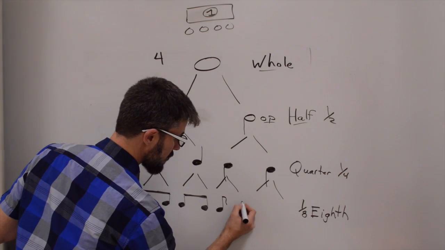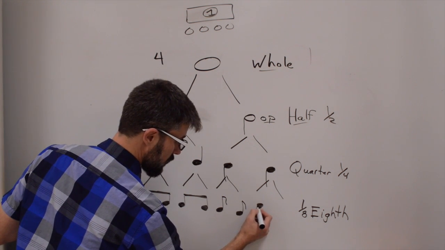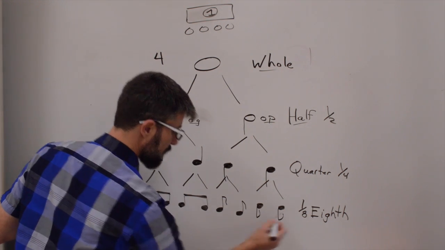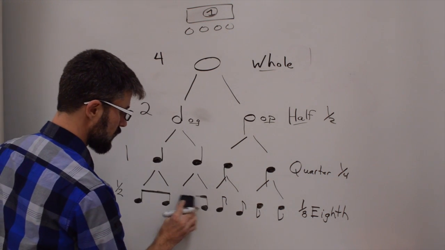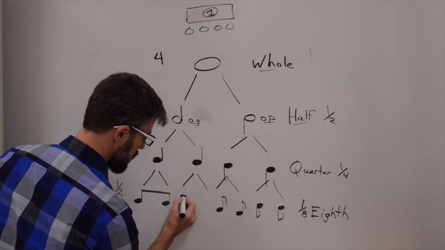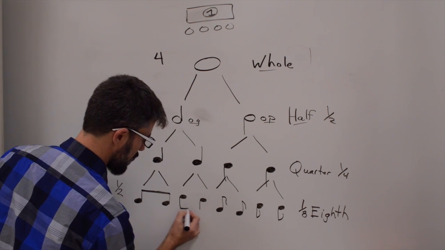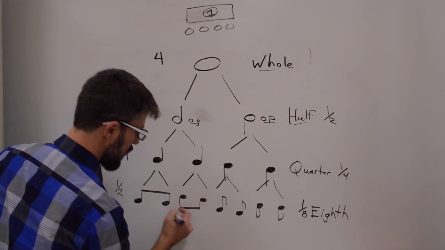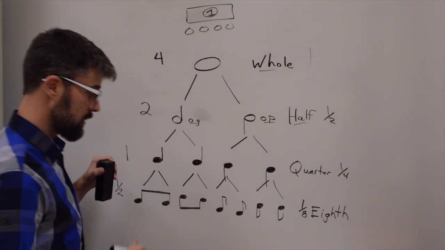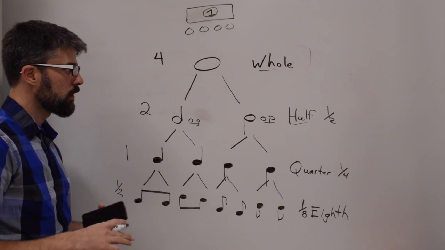And all of these things can be stem up, or it could be stem down. The same thing here for these paired eighth notes. We could have done these stem down. They're still going to get the same rhythmic value. And you'll see they still look like the letter P. Stem up still looks like the letter D. Okay? So this is the basics of how we read rhythm.